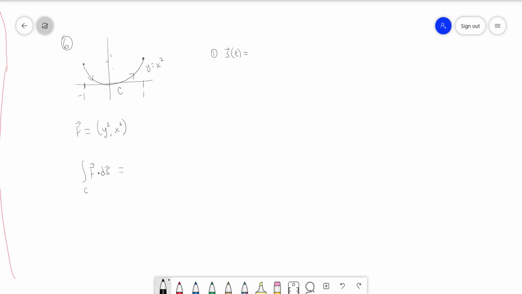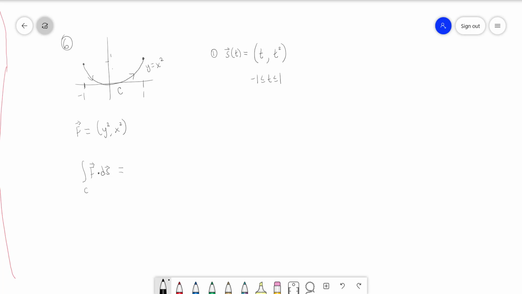When your curve is just a function of a single variable, there's a natural way of parameterizing it, which is to just set your variable equal to your parameter. So if x is t, then y would just be t squared. And since the parameter t is just x, we'd have t ranging from -1 to 1. Incidentally, that gives us the correct orientation as well.